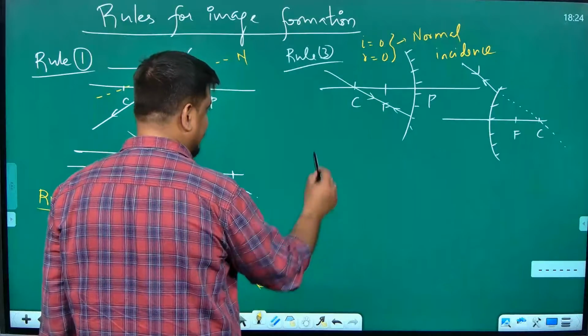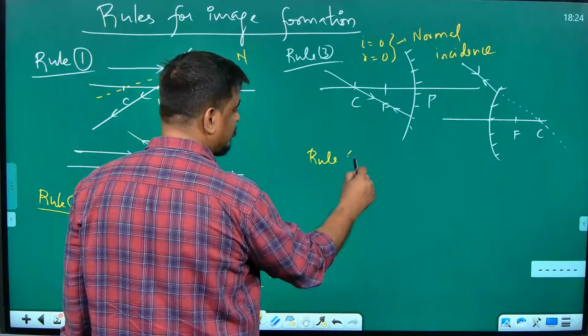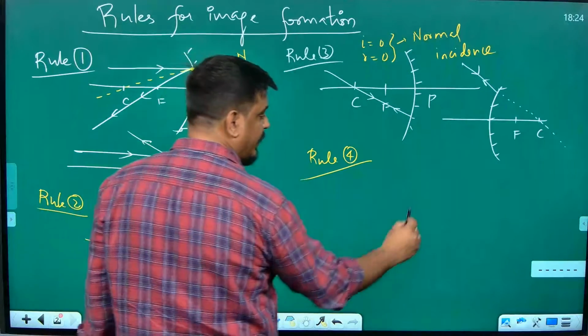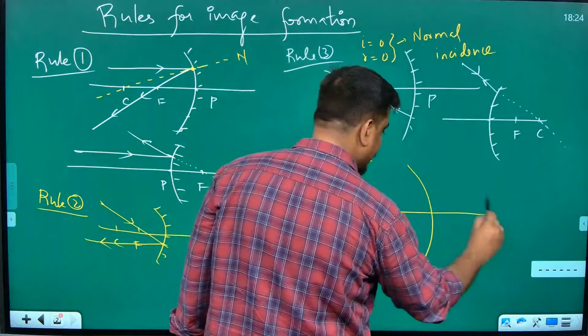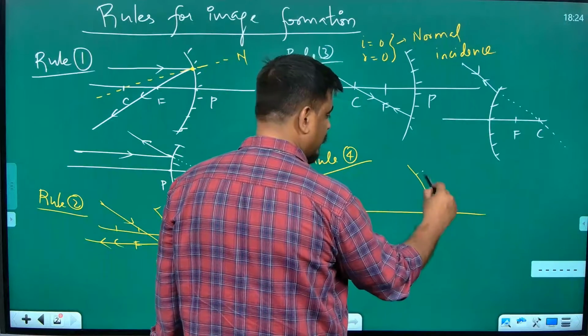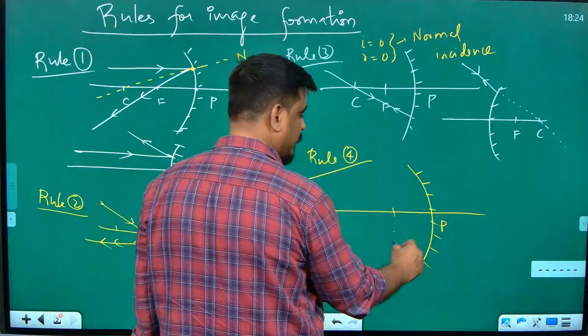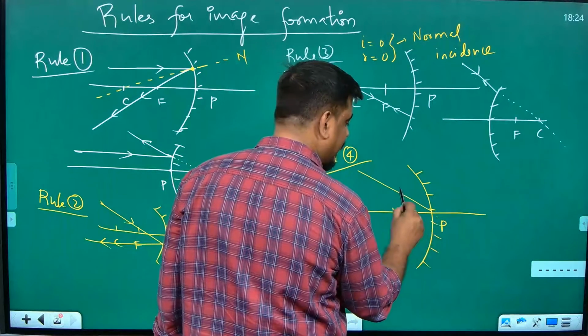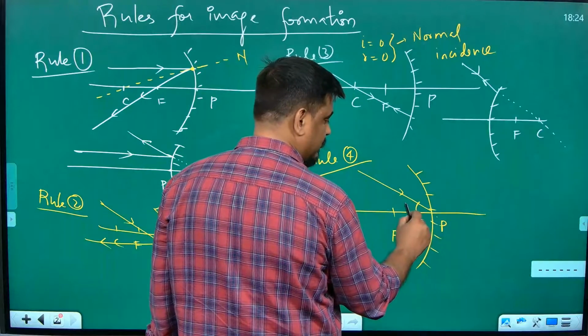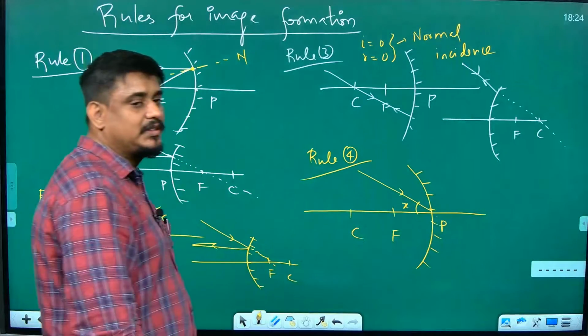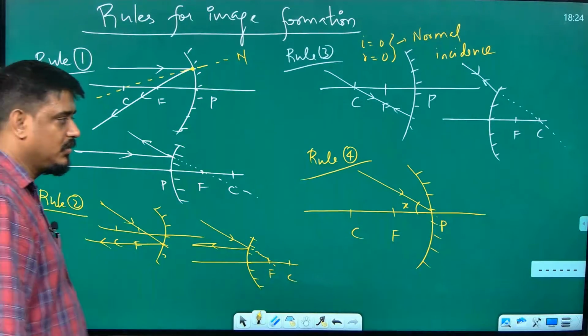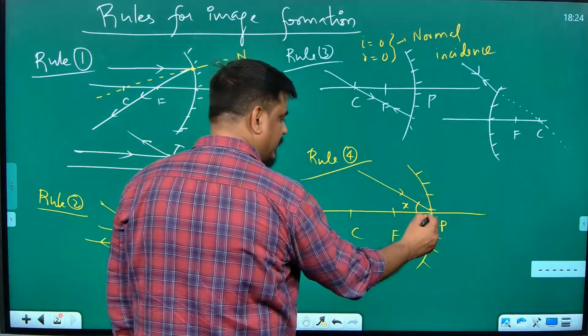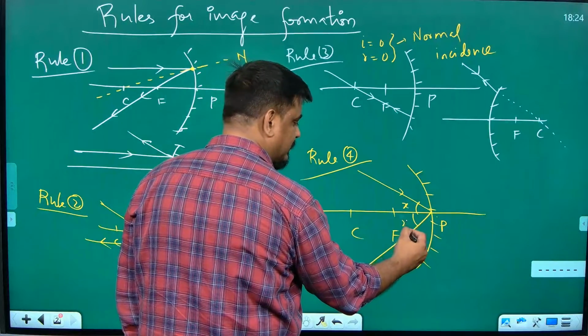Rule number 4 says that if any ray is passing through the pole, focus and center of curvature, if any ray is making some angle x with the pole, then reflection will happen, it will have the same angle x.